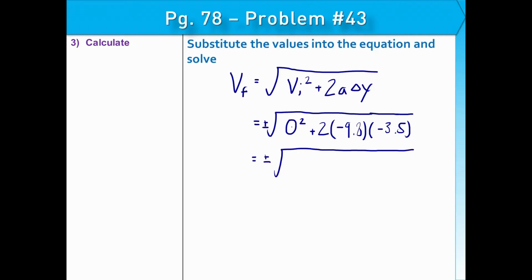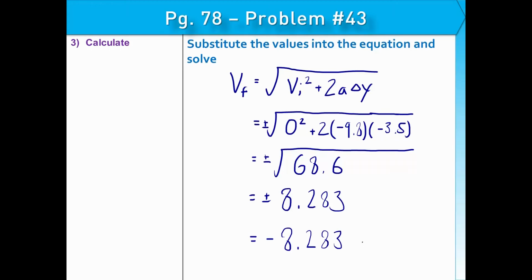So the zeros drop out. 2 times negative 9.8 times the negative 3.5. That becomes a positive 68.6. And then the next step, I'll square root 68.6. I should get 8.283. Now, because the ball is dropping, that means that you're going to take the negative sign because it's going in the downward direction. And when it's going in the downward direction, we're going to pick the negative sign. So your answer is going to be a negative 8.283. And the units for velocity is always going to be meters per second.